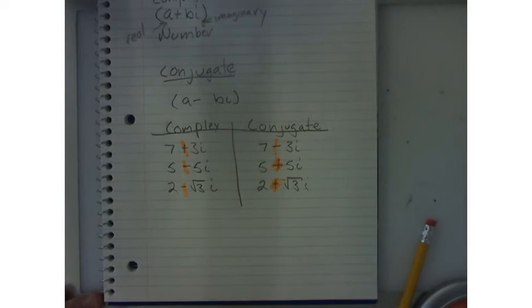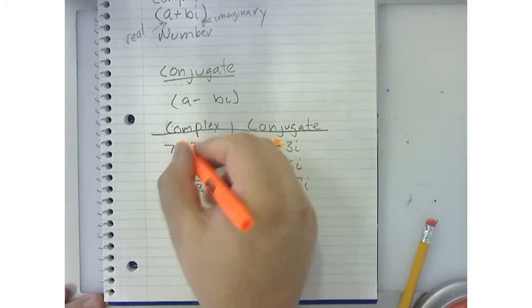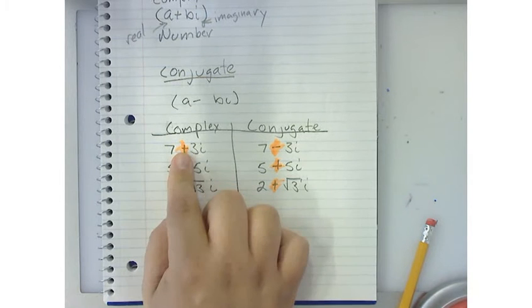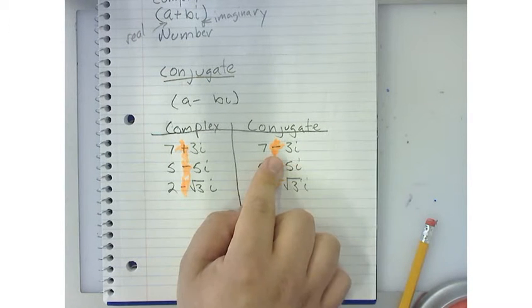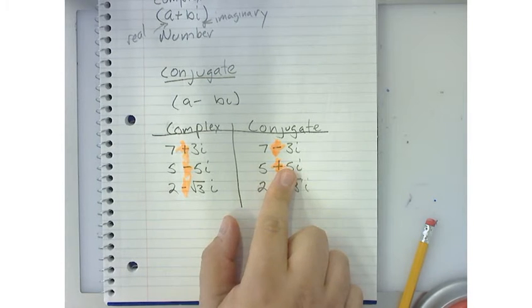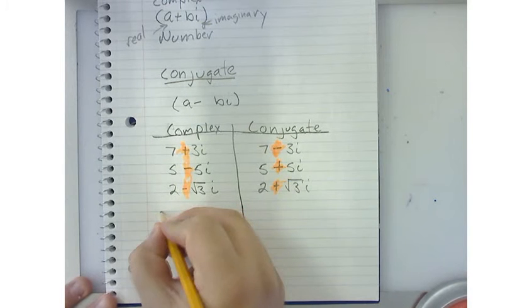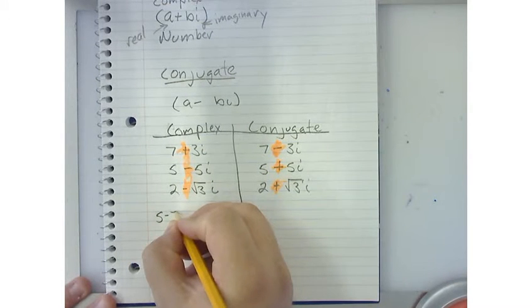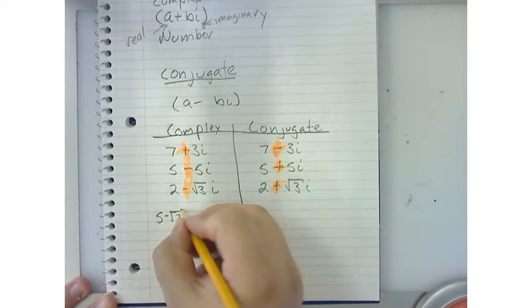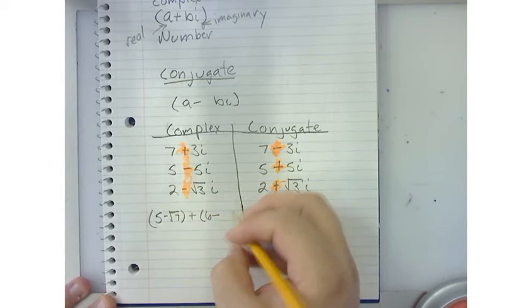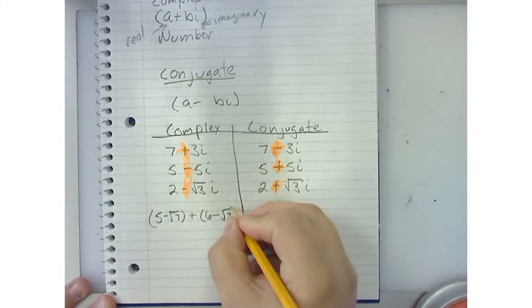Let me adjust this. The only thing we're doing is whatever sign I have between the real and imaginary part of the complex number, I just switch it. If it starts with a plus sign, I switch it to a minus sign. A minus sign becomes a plus sign. Now I'm going to write this really complicated one. Ready? 5 minus the square root of 7 plus 6 minus the square root of 3 i.